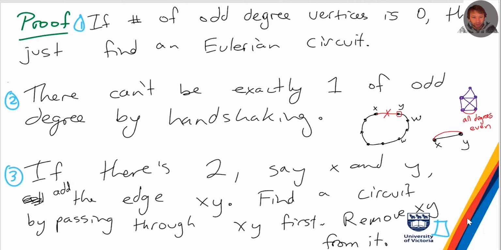Okay, so the conclusion from all of this is basically, if you have a graph with at most two odd degree vertices, then you can draw it without lifting your pen. But you have to start at the odd one, and you have to end at the other odd one. But it's always possible, and you can do it using this Fleury's algorithm. Any questions about anything? Okay.